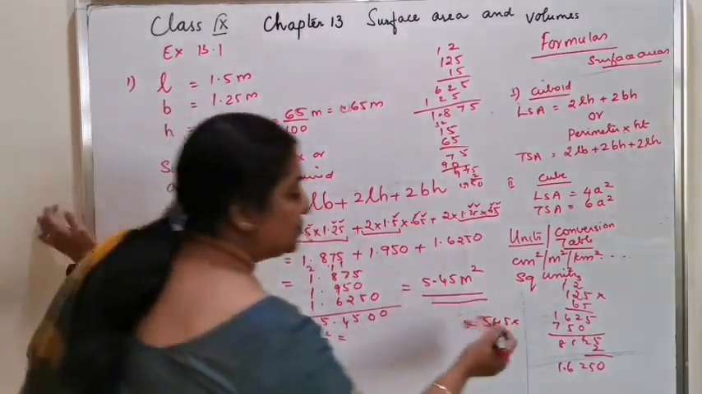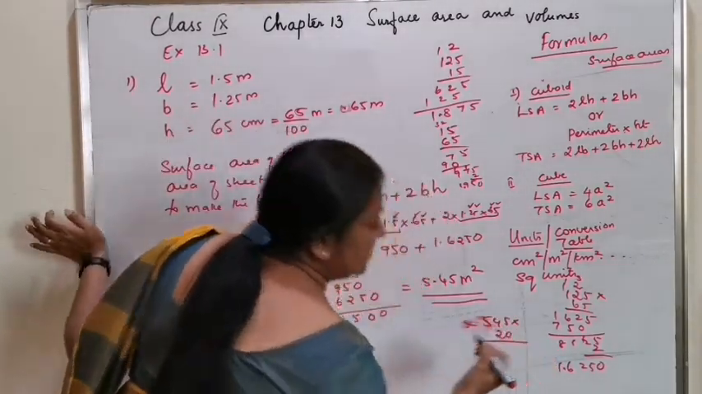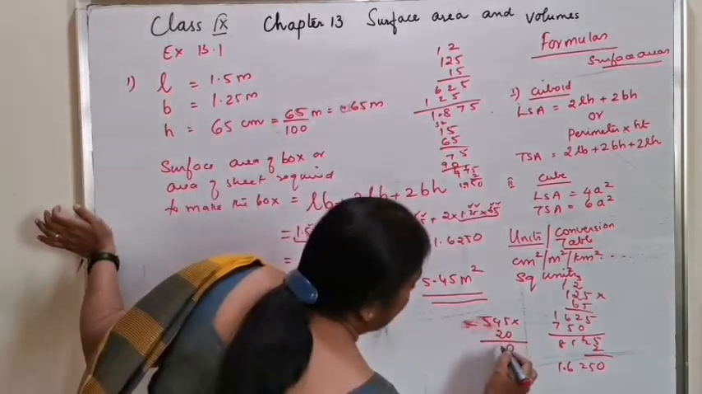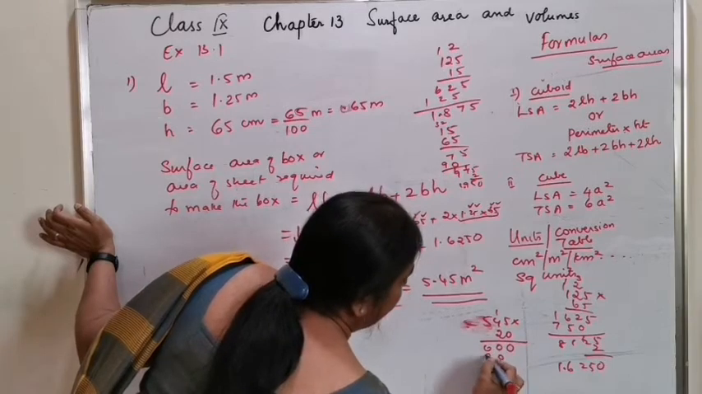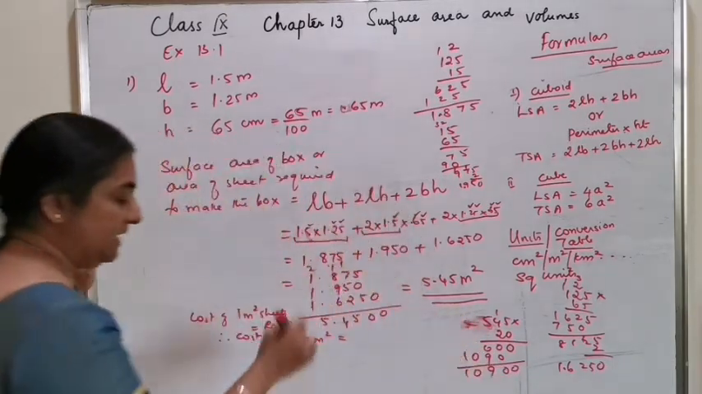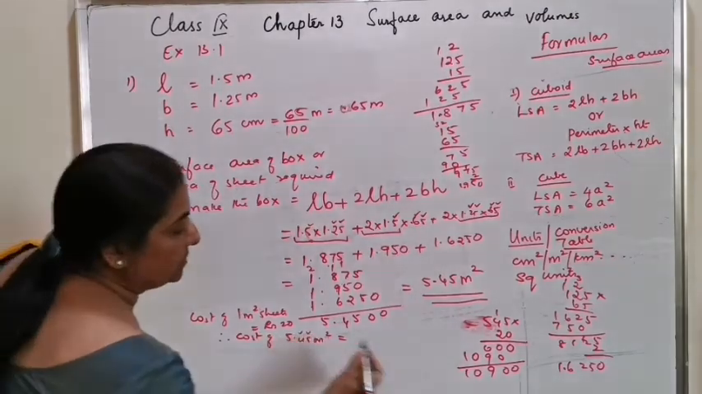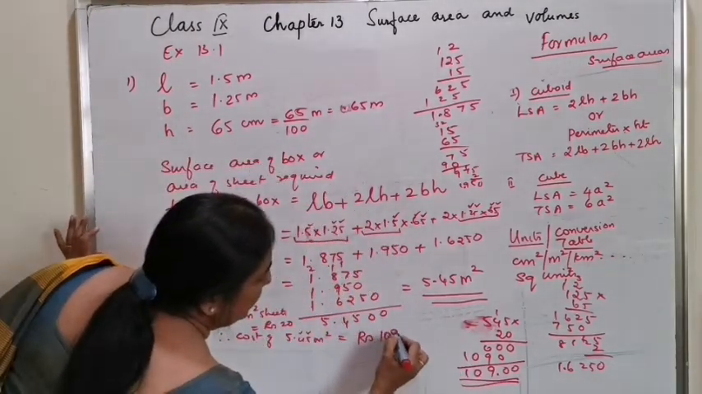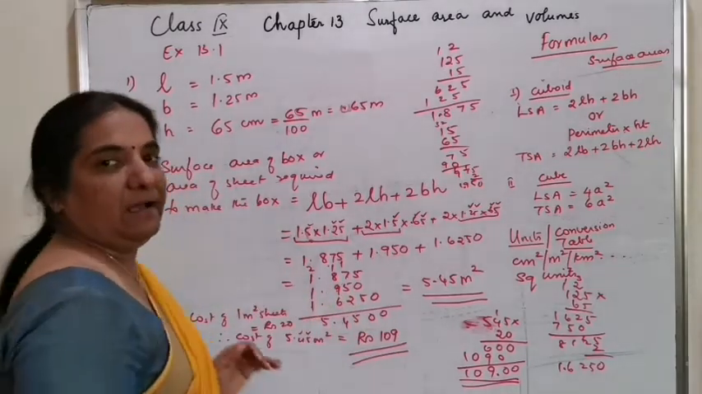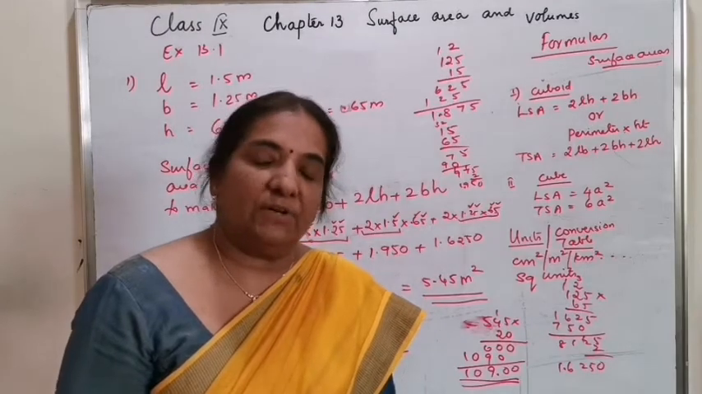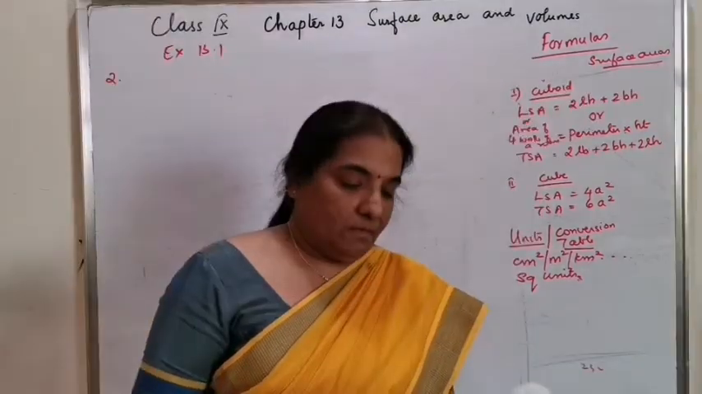You can avoid the 2 and multiply with the 20 also, because the answer should not be wrong. 0, 0, 0, 5 2s are 10, 9, 5 2s are 10, 0, 0, 9, 1, 0. Now how many decimal places? It is 1, 2. That means rupees 109 is the final answer. You just do it systematically so that the answer will not be wrong.